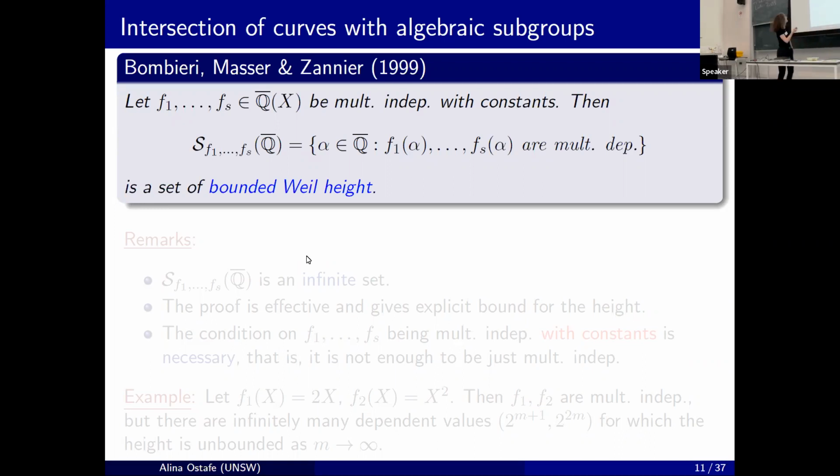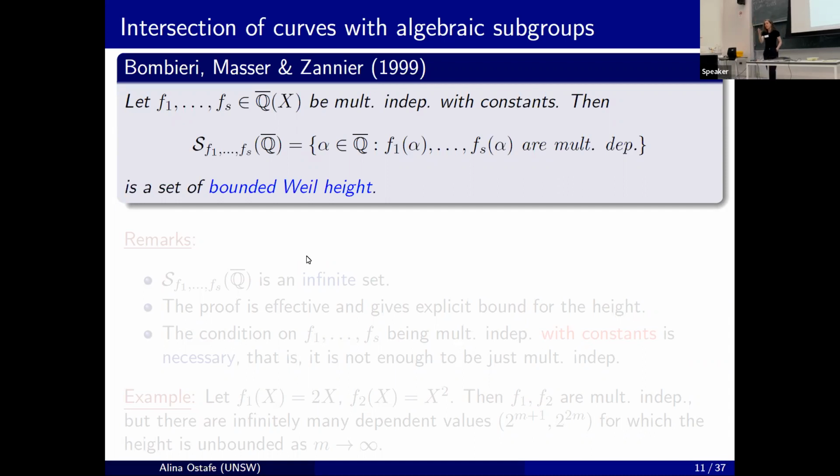And this is the work initiated by Bombieri, Masser, and Zannier in 1999, and they proved the following result. Let f1, ..., fs be rational functions over algebraic numbers, which are multiplicatively independent now modulo constants. Then the set of algebraic numbers such that these values, the specializations, are multiplicatively dependent is a set of bounded Weil height.